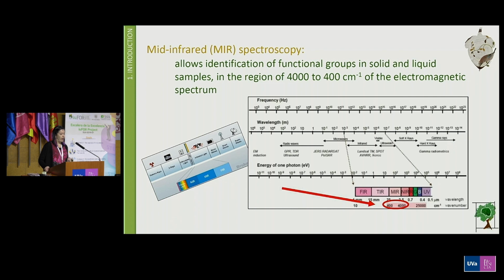The mid-infrared spectroscopy, the MIR, allows the identification of functional groups, for example, carboxyls or esters or others, in solid and liquid samples in the region of the MIR, which is this region that you can see here, from 4,000 to 400 centimeters wave number, in the electromagnetic spectrum, which is this one.